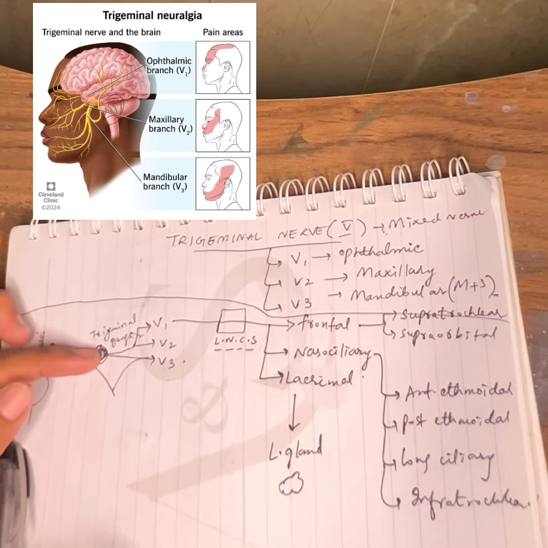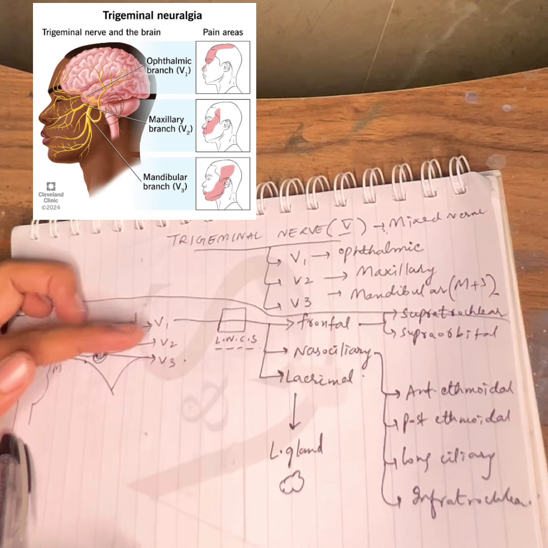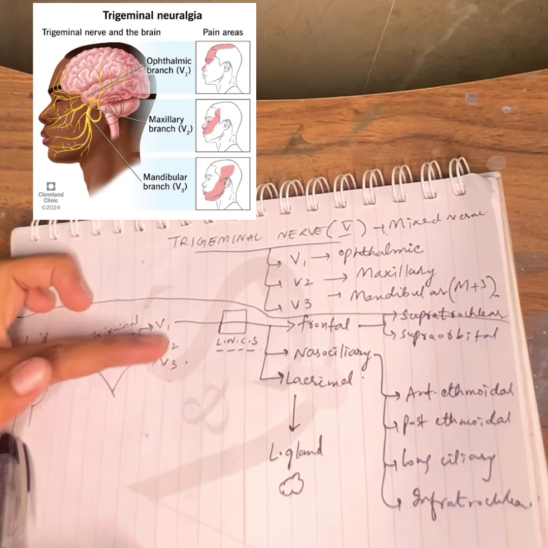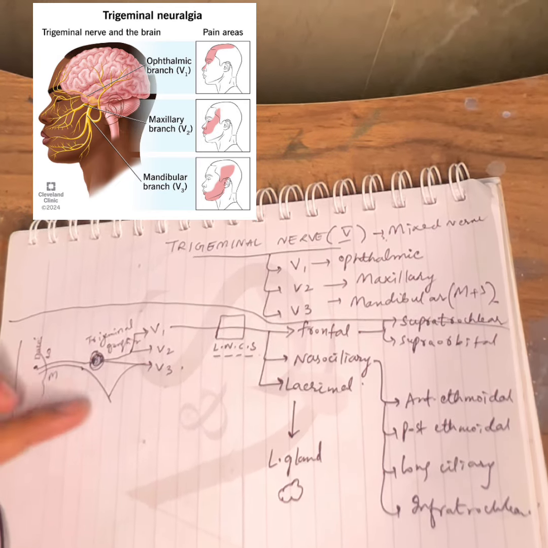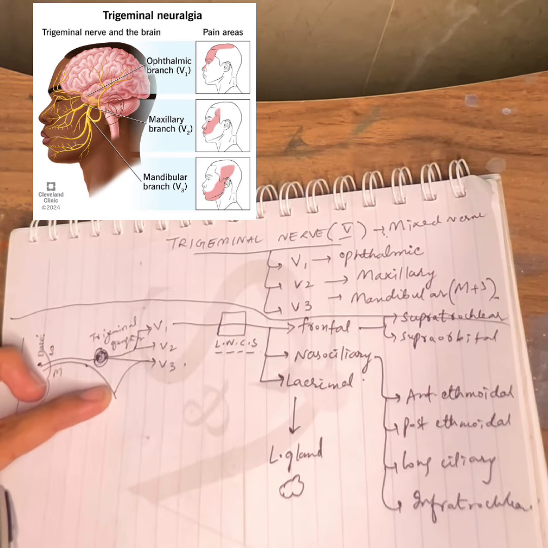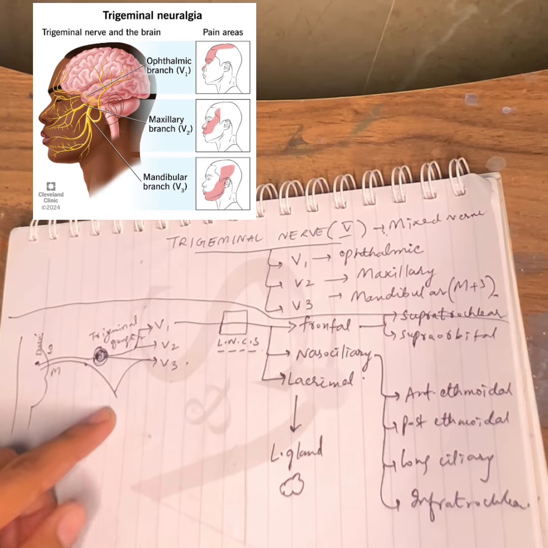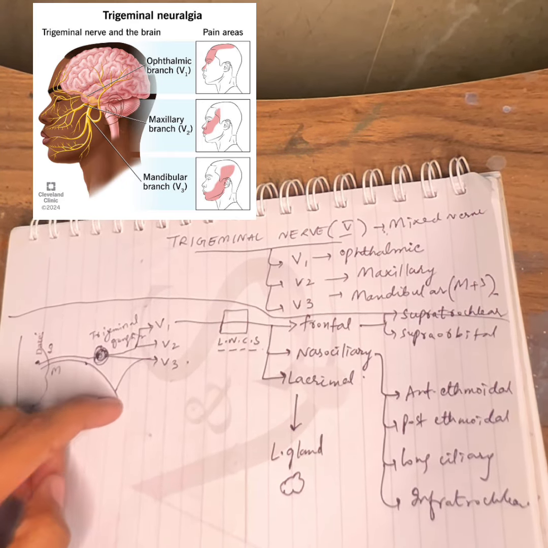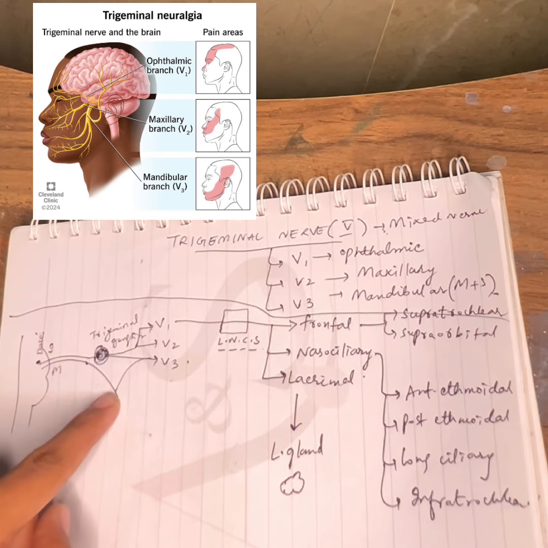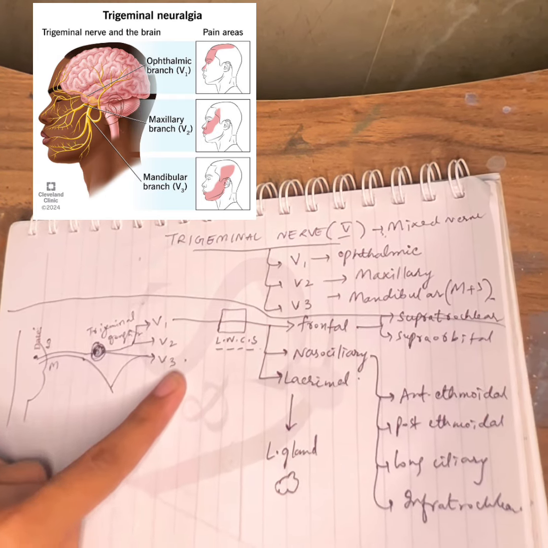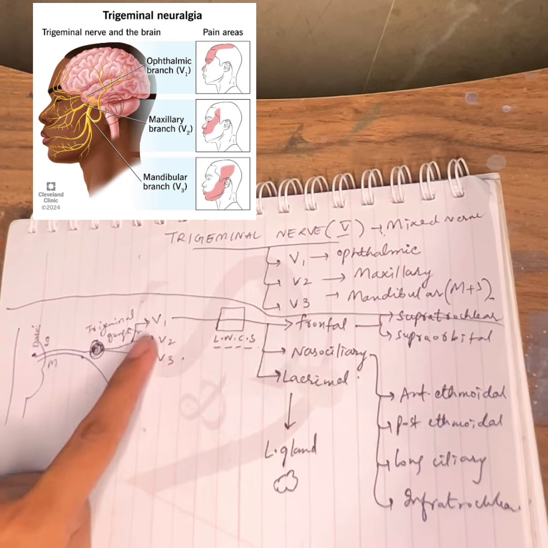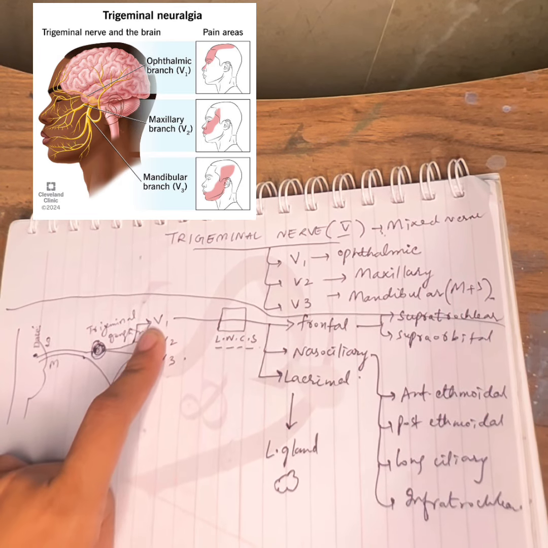The trigeminal ganglion then gives rise to V1, V2 and V3, and they are all sensory divisions, while the motor division of V3 is here. We will discuss the pathway of the motor root of the mandibular nerve later. Here we will discuss only the pathway of V1, which is the ophthalmic nerve, right?